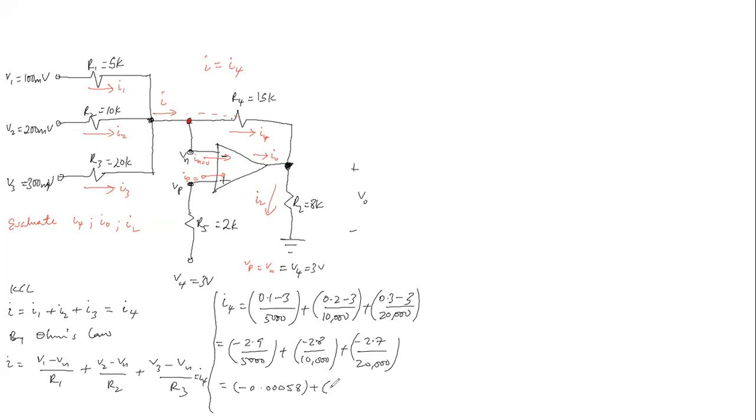plus negative, this is 2.8, right? 0.00028 plus negative 0.000135. Now this is going to give us negative 0.000995, which is the same as negative 0.995 milliampere. That is I.